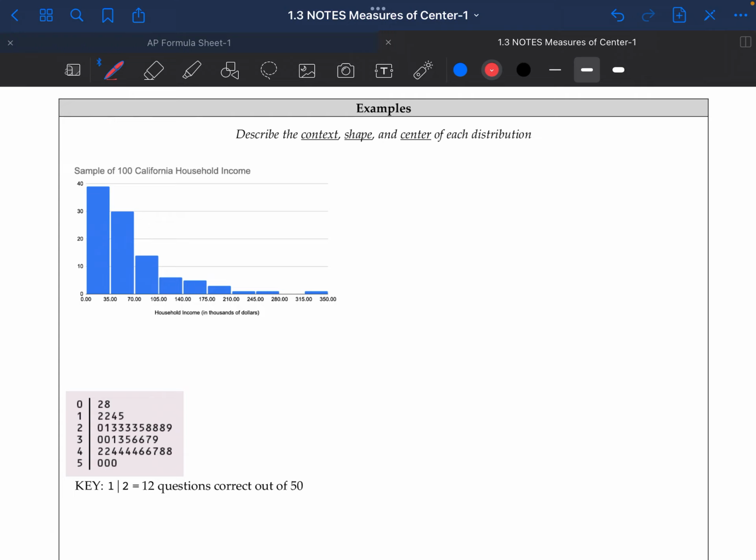Okay, so I'll just look at these things really quickly. What was given here first is a sample of 100 California household incomes in thousands of dollars. And then we have here a stem plot that is helping us see how many questions were answered correctly out of 50 on a quiz test. You can see the key there that 1, vertical line, 2 represents 12 questions correct out of 50. So go ahead and fill those out.